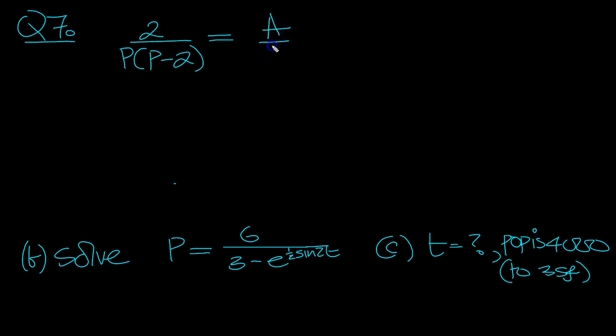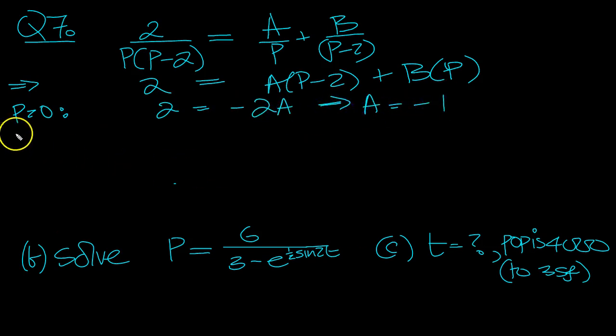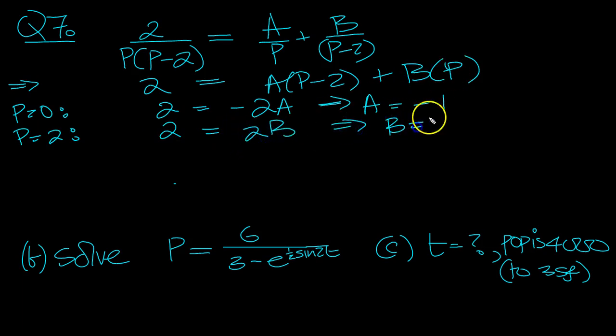Partial fractions first of all. A(P minus 2), cross multiply, plus BP. Put P equals 0 in: minus 2A, A is minus 1. And P equals 2 in: 2B, B is 1. So this is equal to 1 over P minus 2, write that one first, minus 1 over P, write that one second. So part B then.